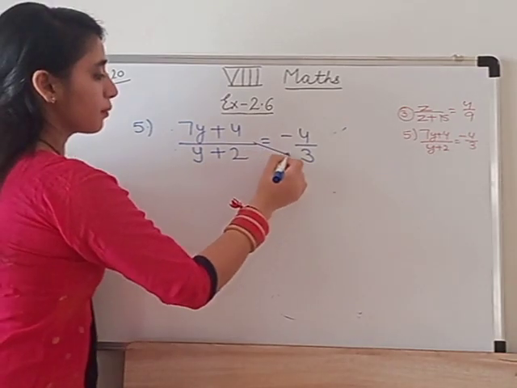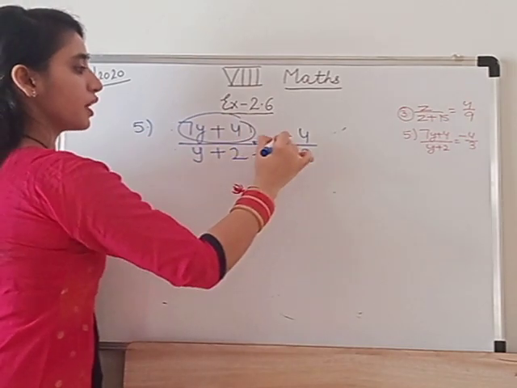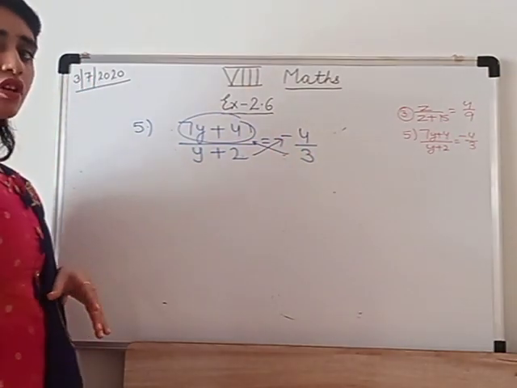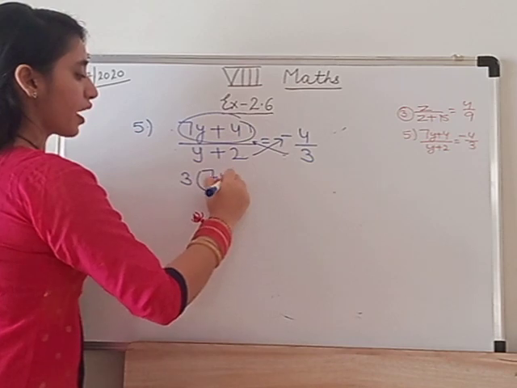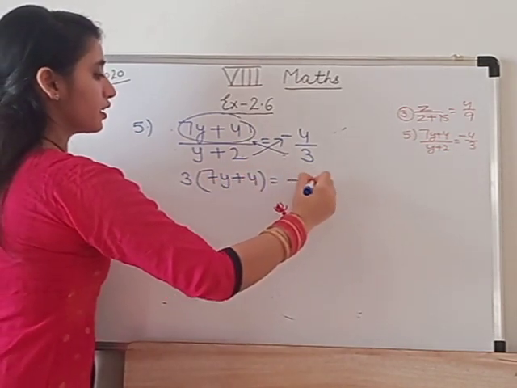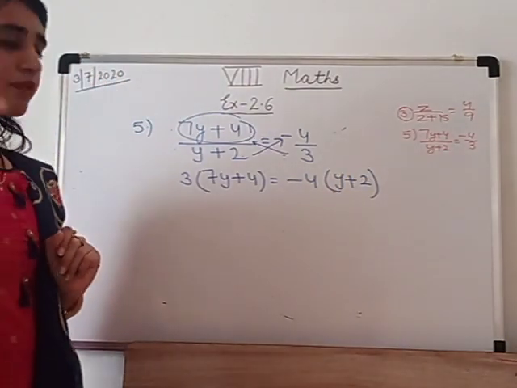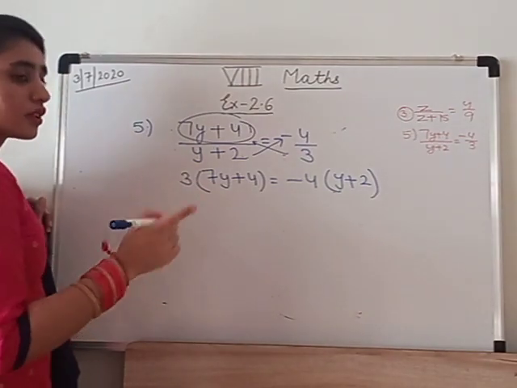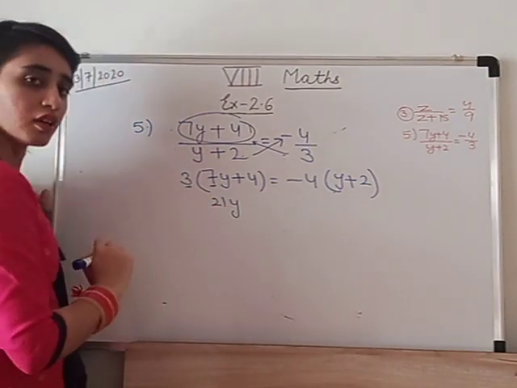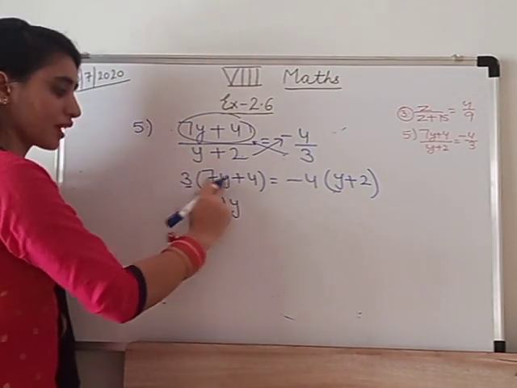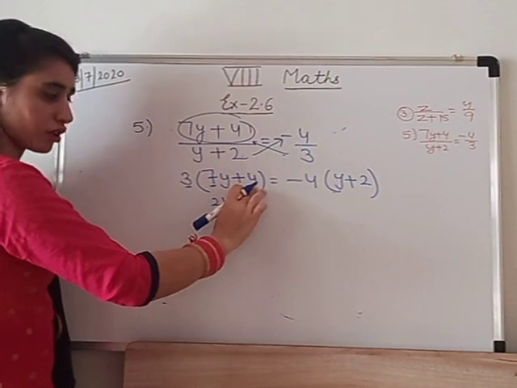First, cross multiply these, means 3 is multiplied with 7y plus 4 and y plus 2 is multiplied with minus 4. Okay. So how can we write it? 3 is multiplied with 7y plus 4 and minus 4 is multiplied by y plus 2. Okay. Now let's start solving these. See, 3 7s are 21, means 21y. Okay. Positive 3, positive. Sign same. Then plus plus plus.